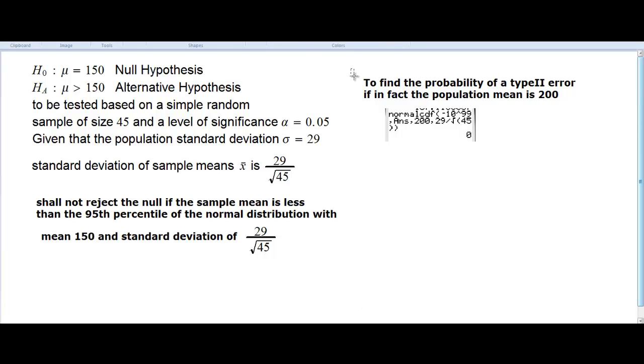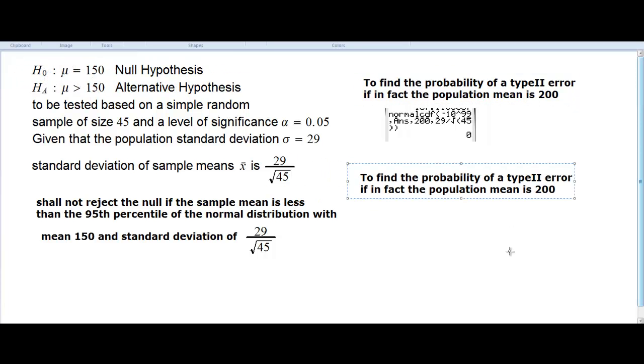Let's just, for the sake of practice, do one more. Say it was 170 instead of 200. All right, then let's see how well it will work.